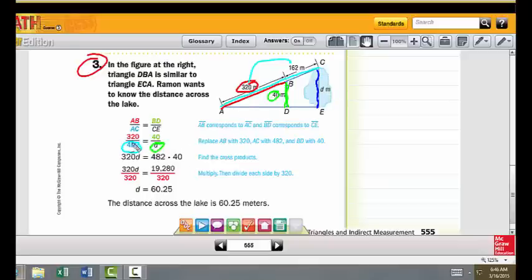So we have 320D equals 482 times 40, and that's 19,280. We divide both sides by 320, and we end up with a distance of 60.25. So the distance across the lake is 60.25 meters.